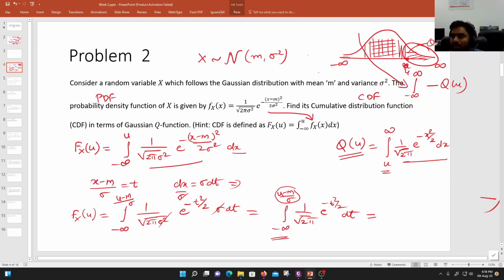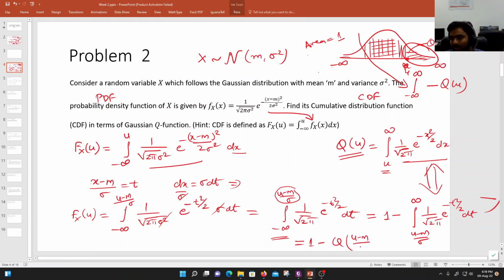So the total area under any Gaussian distribution is 1. Total area is 1. So 1 minus the integral from (u minus m) by sigma to infinity of 1 by root 2 pi e to the minus t square by 2 dt. And now this would be similar. Compare this one and you will get the final result as 1 minus q of (u minus m) by sigma.